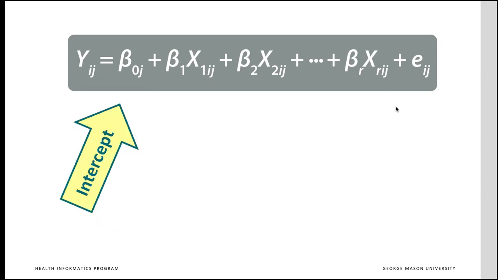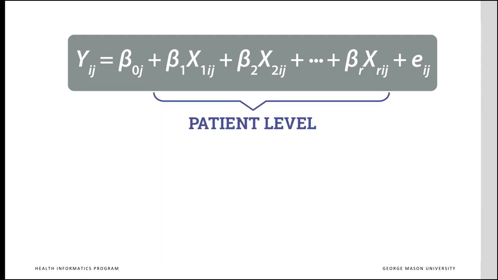The intercept of this model is the only term that is not multiplied by any patient characteristics and hence is known as the average impact on outcome when all patient characteristics are absent. Note that beta 1 x1 through beta r xr are the total effects of patient-level characteristics on practice outcomes.